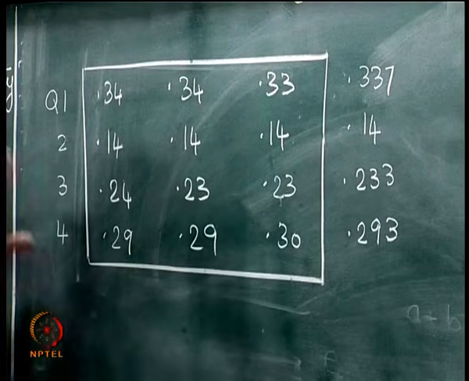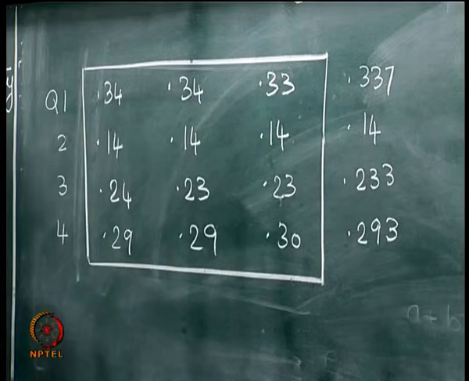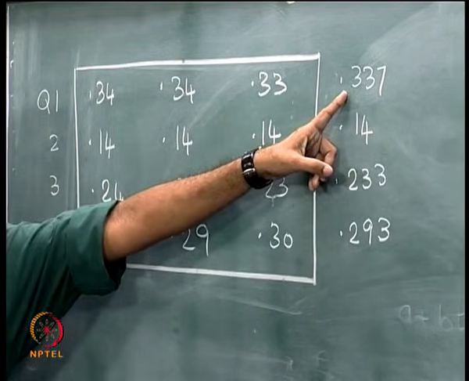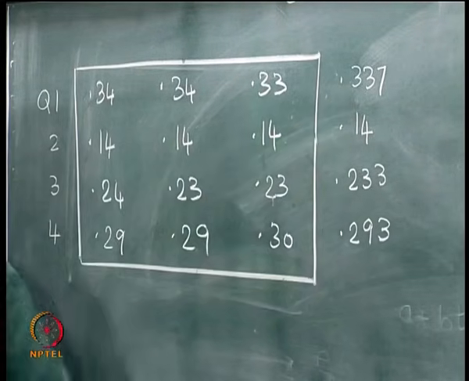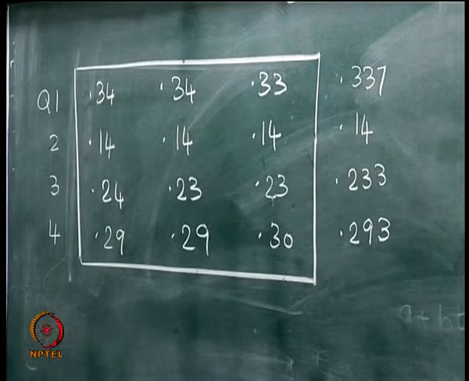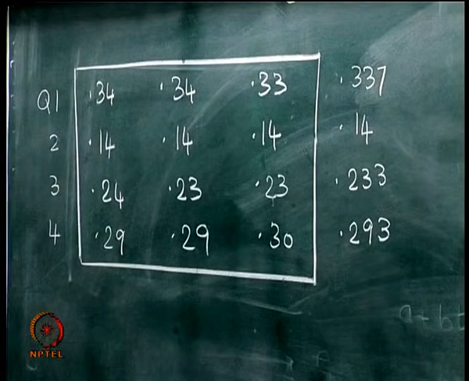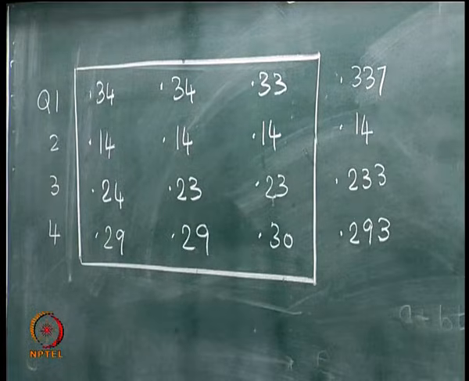So, now we have captured these indices, and based on this average over 3 years we can say that quarter 1 accounts for 33.7% of the total demand on an average, quarter 2 accounts for 14% of the total demand, quarter 3 accounts for 23.3% of the total demand, and quarter 4 accounts for 29.3% of the total demand.